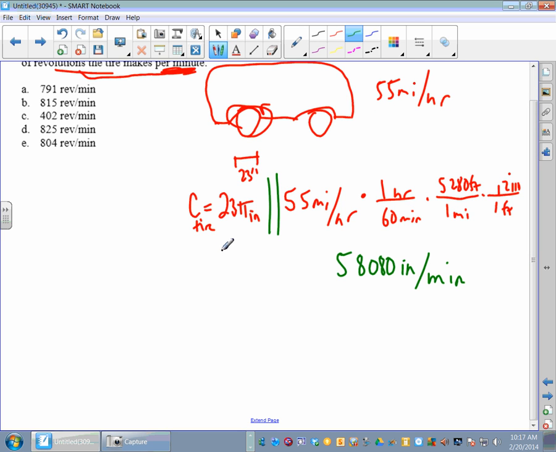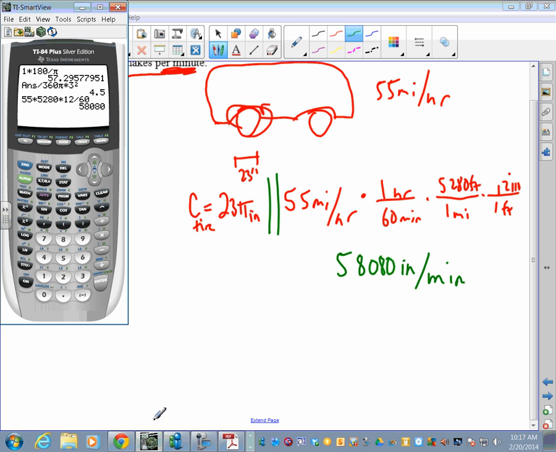So if the car is traveling at 58,080 inches per minute, and your circumference is 23 pi inches, how many revolutions will it be making per minute? How can you find it? Yeah, I was going to say you just divide them, don't you? So you take that and divide by 23 pi.